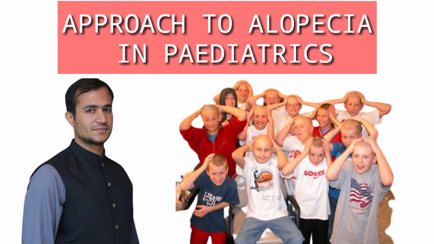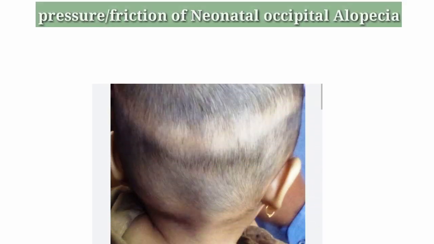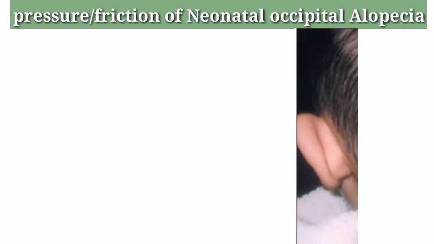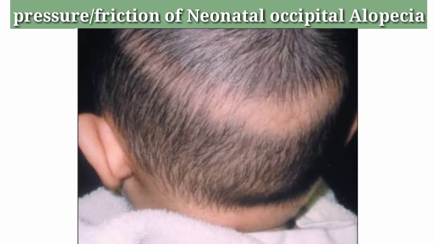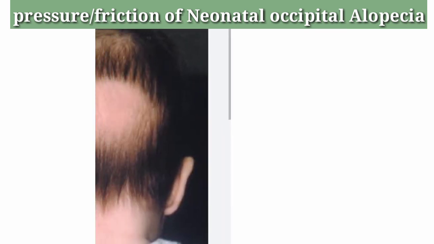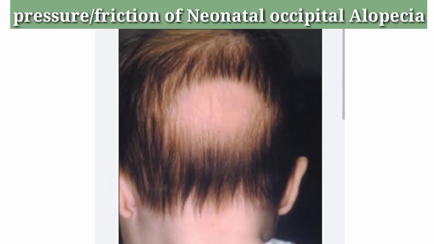So, first comes the condition called pressure-based alopecia, which is mostly seen in the neonate, and it's also labeled as neonatal occipital alopecia. It is thought to be because of the pressure effect, as the baby is most of the time lying on his back, and the alopecia is seen mostly in the occipital areas. So that is why it is called neonatal occipital alopecia, and it is also because of friction and pressure effects. However, the good thing is that it is a benign condition, and the baby will grow out of it, and no treatment is needed.